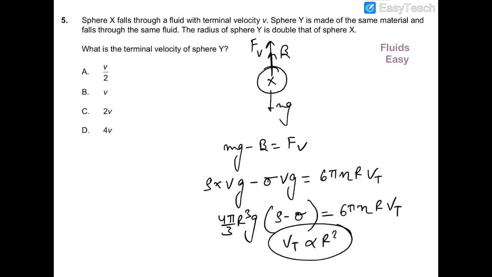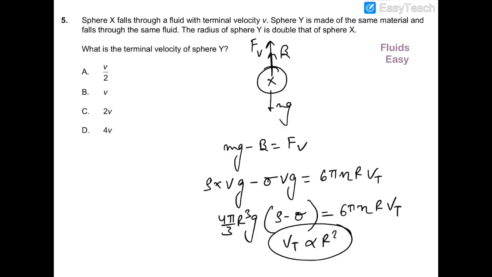If you remember this formula, you can write it directly, but I assume that most of the students do not remember this terminal velocity formula. So I have just derived it in a short method. So Vt is proportional to R square. Okay, and the material is the same, so obviously rho is the same for both of them.